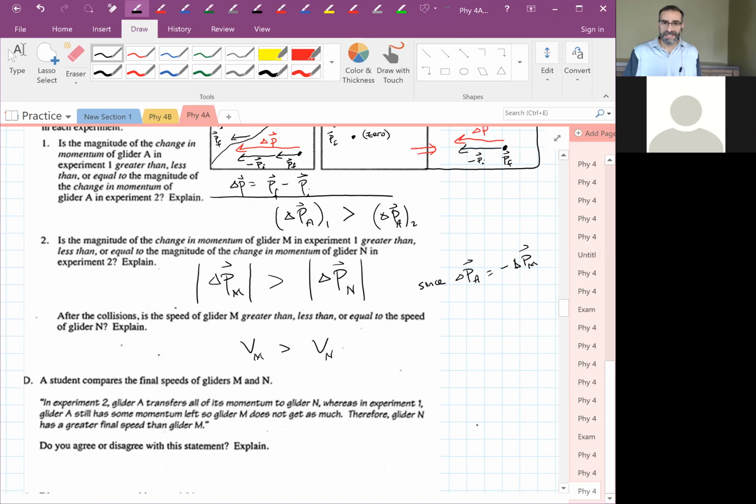Trust me, if I ask you a week from now, if two objects collide and the momenta are equal and opposite, you might not get it right. So that's one of those little subtleties that should always be true. You should go back and review that.